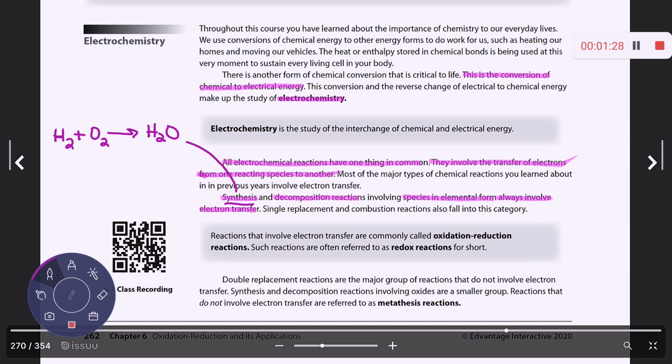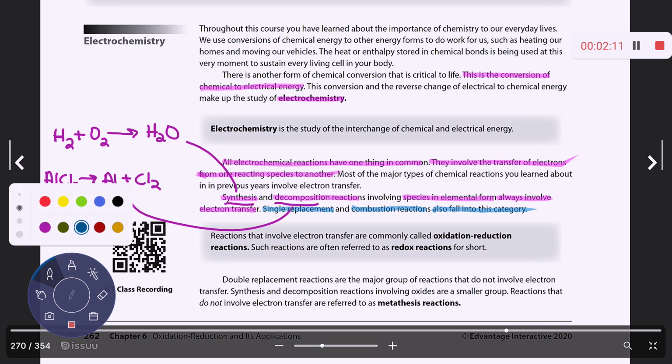If I've got some sort of a decomposition reaction, like let's say I've got aluminum chloride, which is decomposing into aluminum and chlorine, that also would be an example of an electrochemical reaction because you have substances in elemental form, okay? Now, single replacement reactions. Let me do this in a different color so it's easier to see. Single replacement reactions and combustion reactions also fall into this category where if we've got something in elemental form present, then an electrochemical reaction will take place.